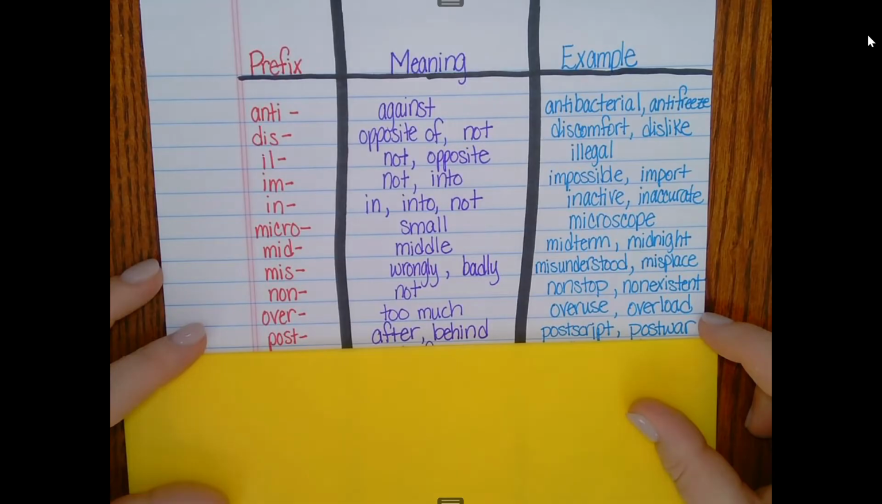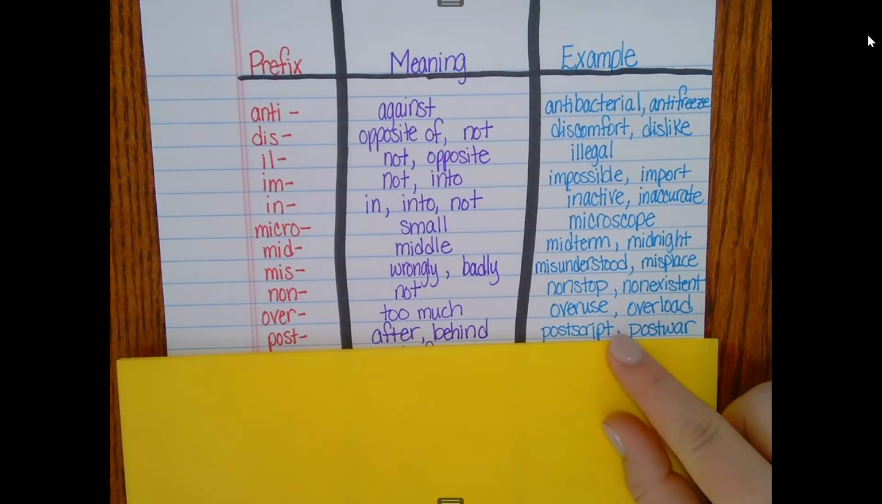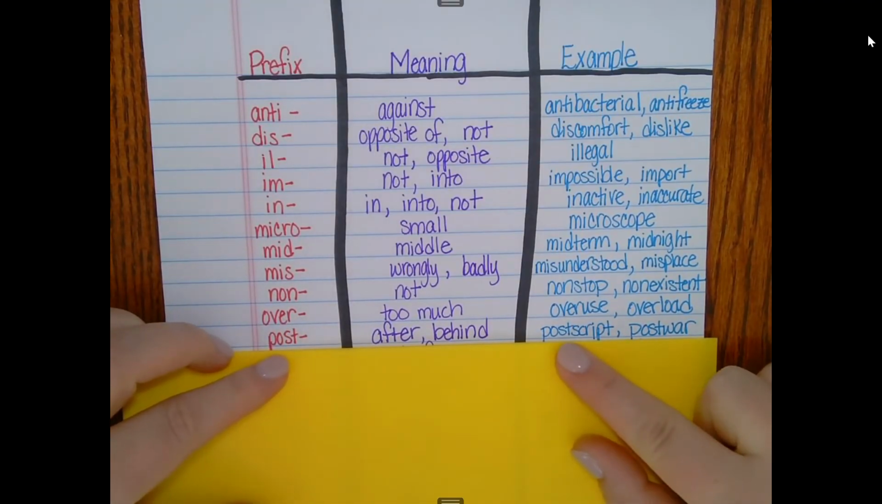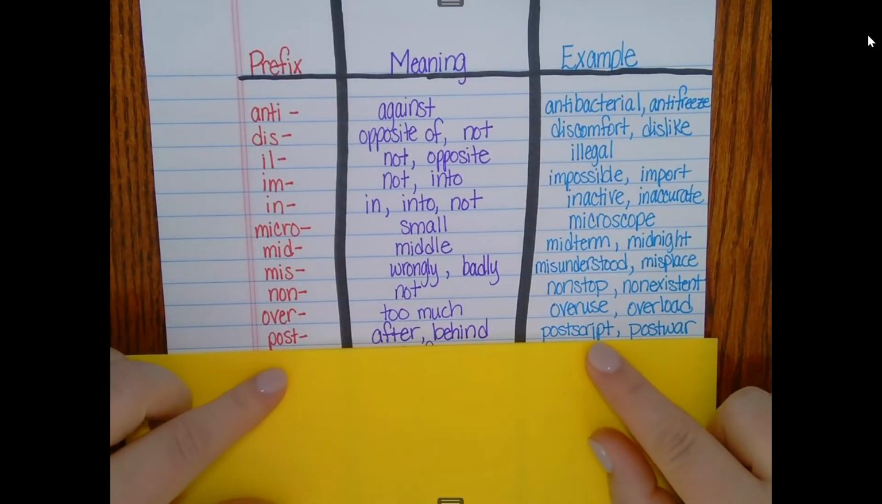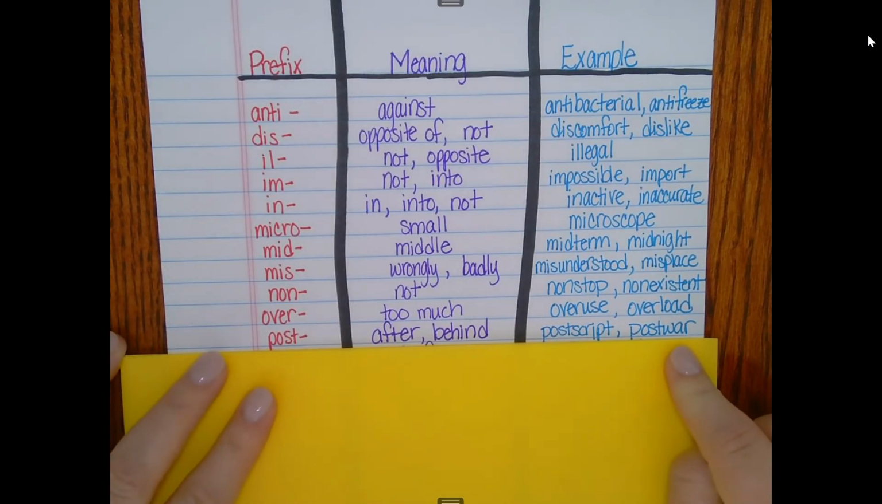Post. The prefix post means after or behind. Postscript. Now, you've probably never heard this word, but if you've ever written or read a note or a letter and seen the letters PS at the bottom, PS stands for postscript. Postscript means that it's a note after the script of the letter. Okay? So it's written after the letter is done. Post-war means it's something that happened after the war.